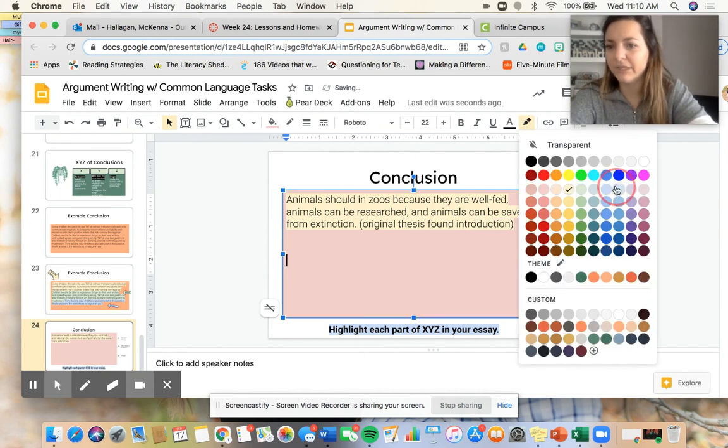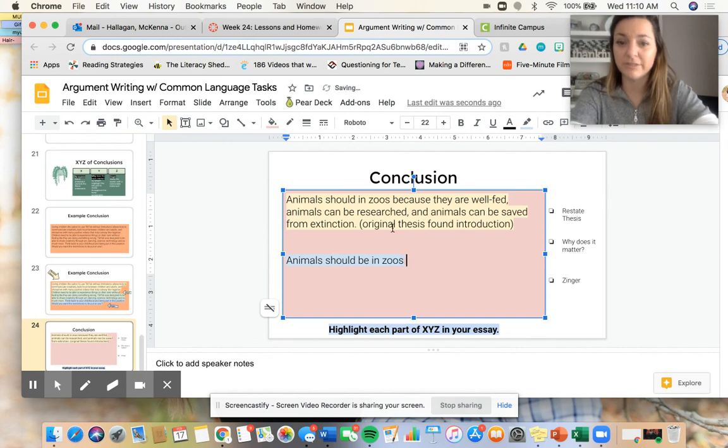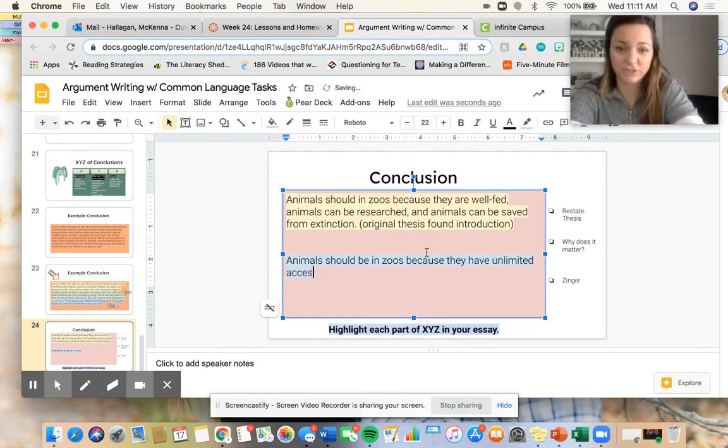In blue, I'm going to show you how I'm going to change it just a little bit in order to be restated. I cannot use the same reasons and be repetitive. So I can use the same sentence starter. So animals should be in zoos. So instead of saying well fed, I'm going to say because they have unlimited access to food. I'm still using the same reason, I'm just saying it a different way.